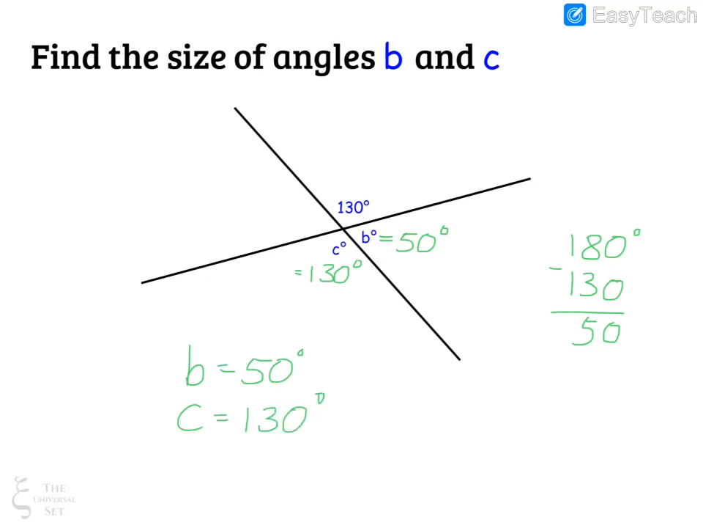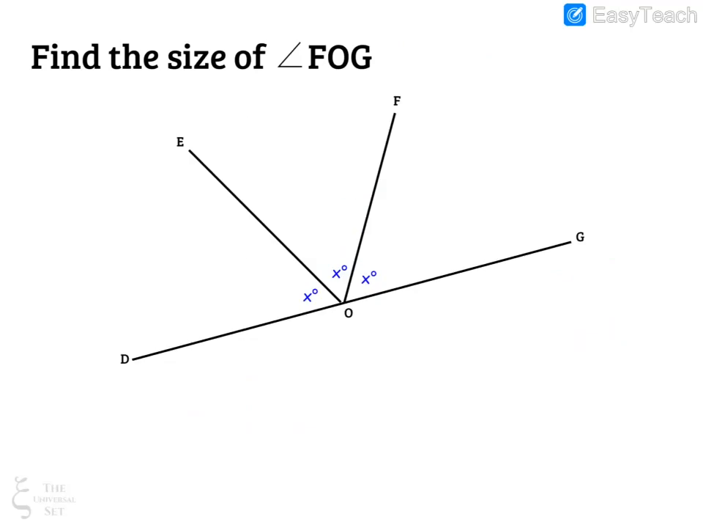Good. A couple more. Find the size of angle FOG. So we're getting a wee bit trickier this time. First of all, let's work out where FOG is. FOG, it's this angle over here. And right, what's going on here then? So we've got, this is a straight line, and we've got X, X, and X. Now, because they're all the same letter, they must be representing the same value.